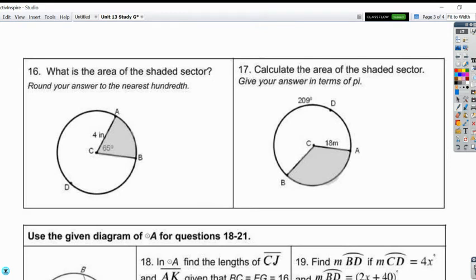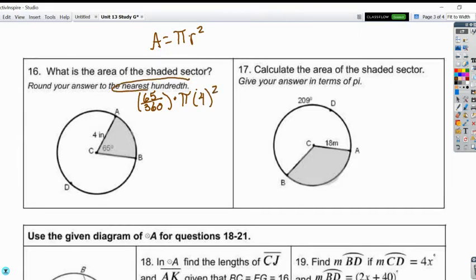Okay, continuing on then. 16 asks us to flip our mode into area of the shaded sector. This is connected with what we just did, so that area is going to be the fraction that we're talking about, the degrees out of 360, so 65 out of 360. And then remember the area formula, or look up the area formula for a circle, pi r squared. So times pi times a radius of 4 squared.